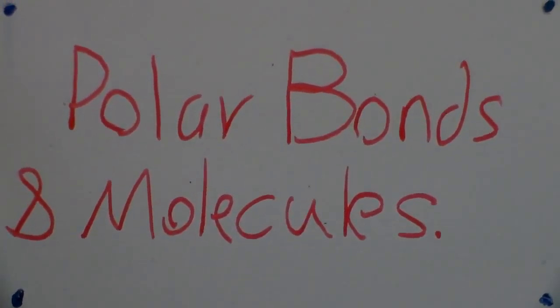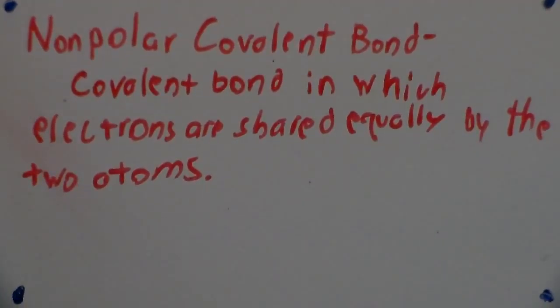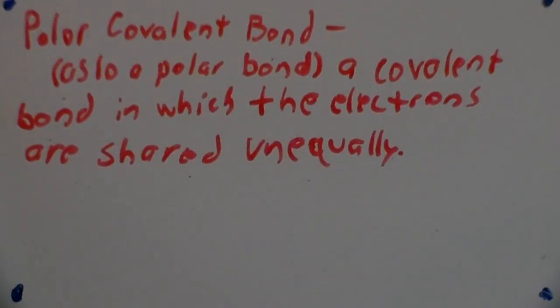Now we're going to be talking about polar bonds in molecules. Nonpolar covalent bonds are covalent bonds in which electrons are shared equally by the two atoms. A polar covalent bond, also known as a polar bond, is a covalent bond in which the electrons are shared unequally.